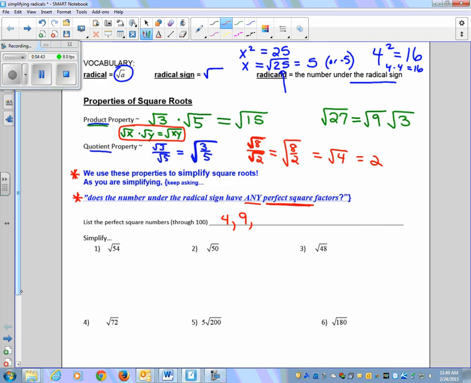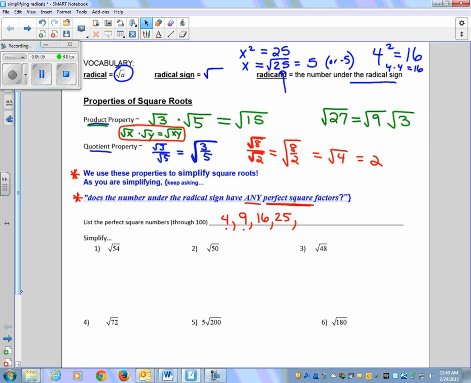So to make this list, we could think to ourselves, 2 times itself is 4. 3 times itself is 9. 4 times itself is 16. 5 times itself is 25. Keep going with this list.